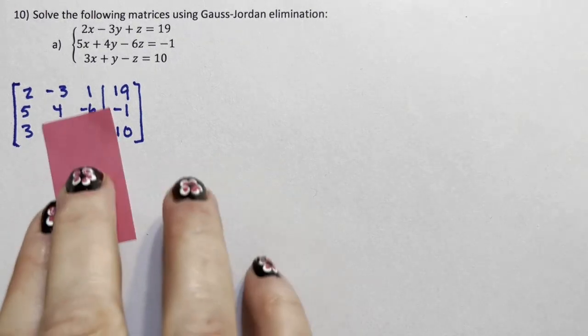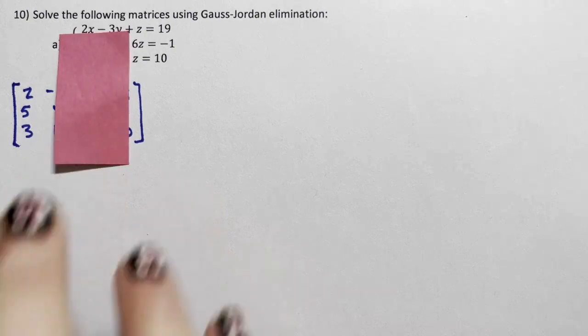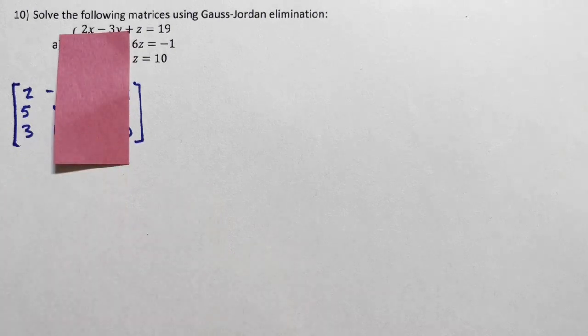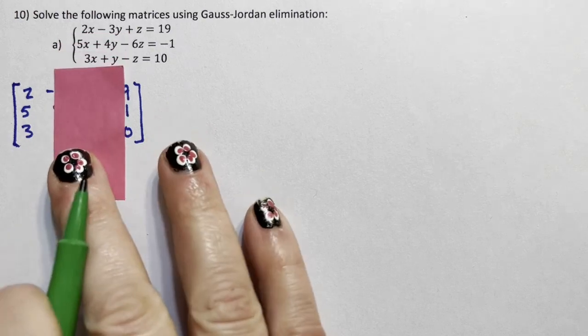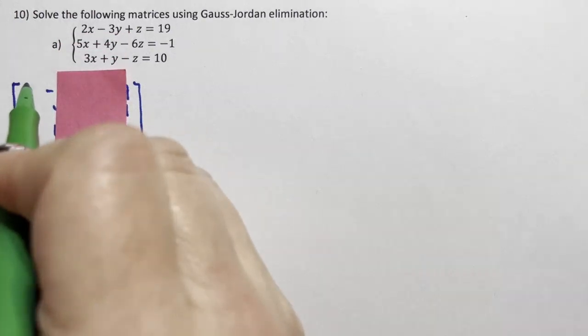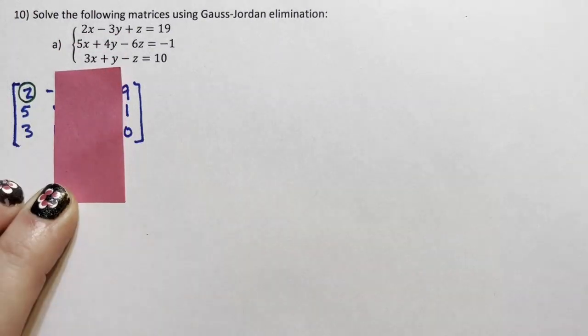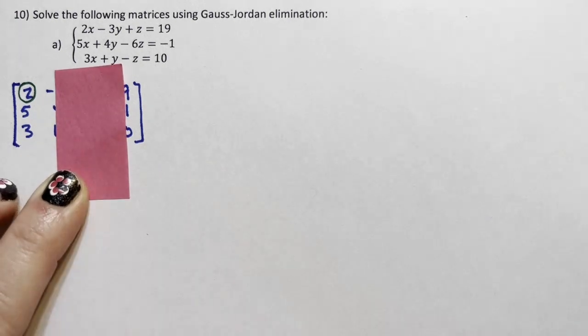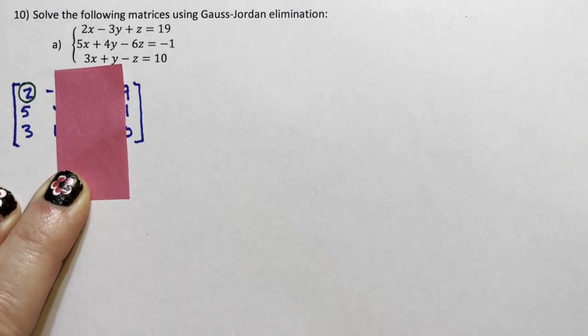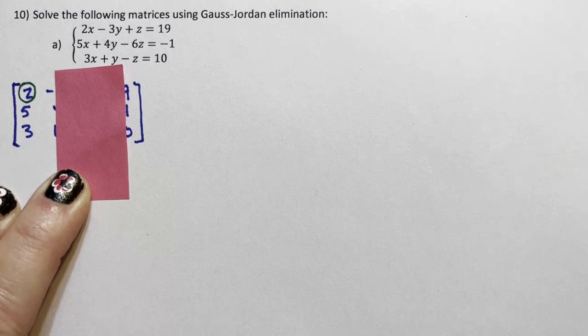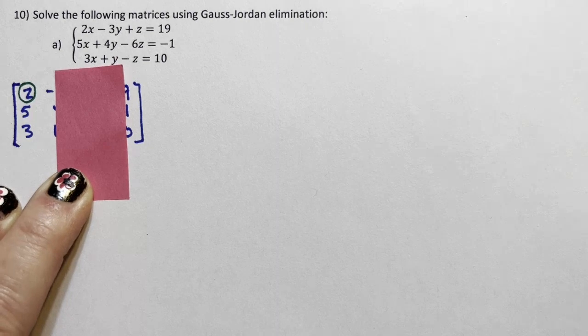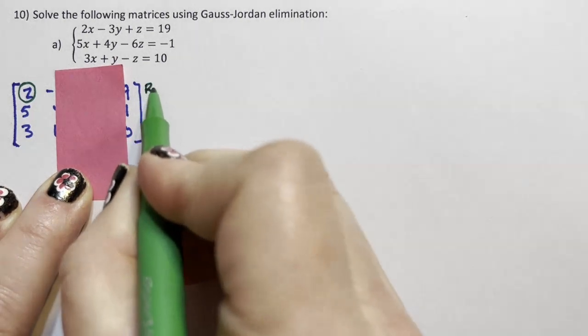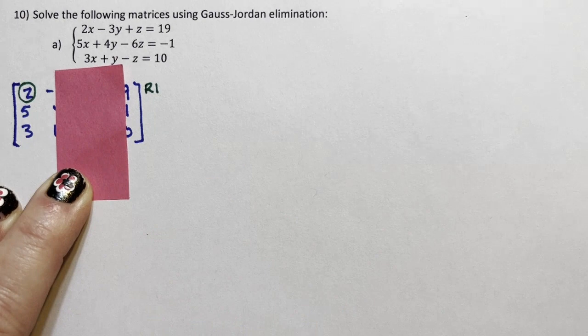I'm going to cover up everything but that first column. What we're really looking for are zeros. So I am going to circle this 2 in the first row, first column, and I want to use that 2 to zero out the 5 and 3. That's my goal. I don't care about the rest of the numbers in the matrix. I'm just looking at that first column, and I want to use that 2 to zero out everything else. I am going to leave the 2 as is. I'm going to ignore row 1, leave row 1 as is.